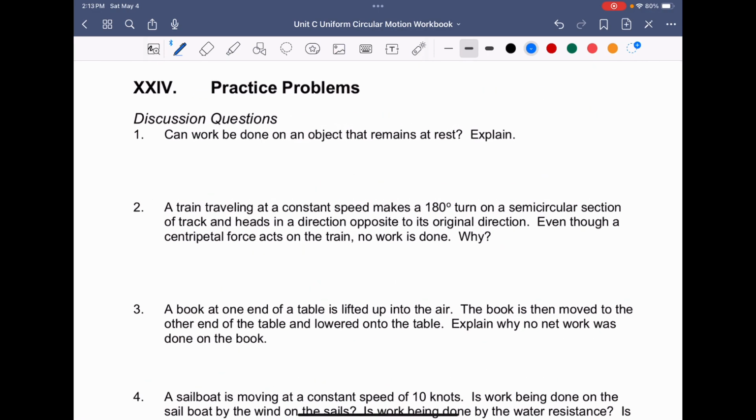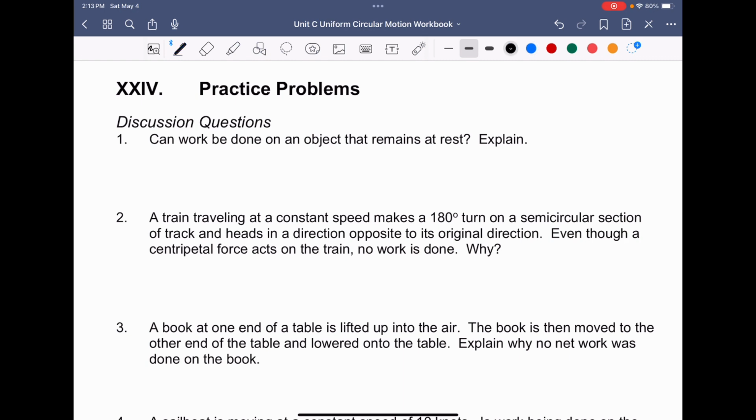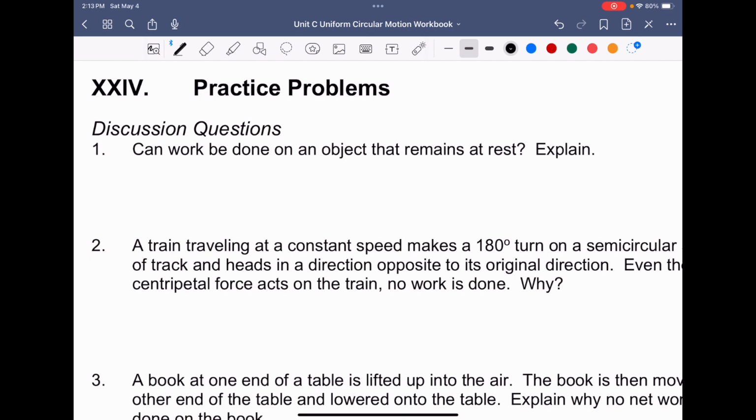Now, let's skip forward to the practice problems, starting with the discussion questions. First and foremost, can work be done on an object that remains at rest? No, because first and foremost, it is a change in energy that causes that overall work to be done.